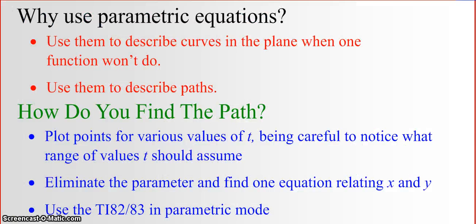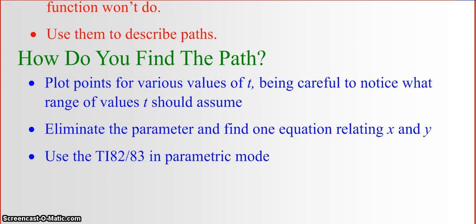Okay, so why do we use parametric equations? We use them to describe curves in a plane when one function just won't do. Because it allows us to describe a specific path, because it can give direction. We can plot points for various values of t, being careful to notice what the range and the domain of t should be, and then to convert back and forth we can eliminate a parameter or substitute in. We will look at doing these on our calculator as well, because our calculator can do parametric equations for us.